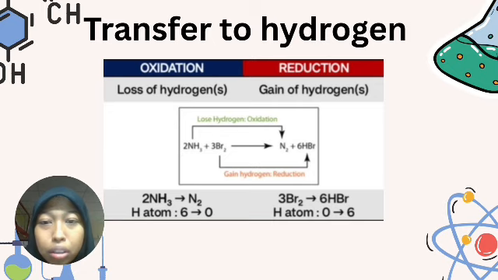Next, we have transfer of hydrogen. In oxidation, it will lose hydrogens, and reduction gains hydrogens. As we can see here, the oxidation lost 6 hydrogen atoms and reduction gained 6 atoms.